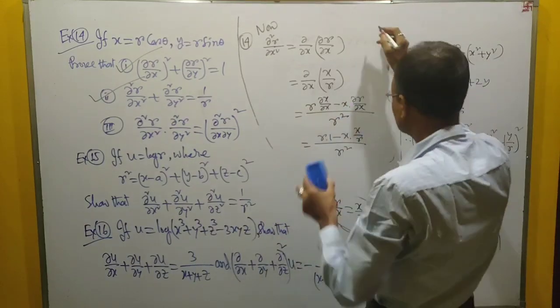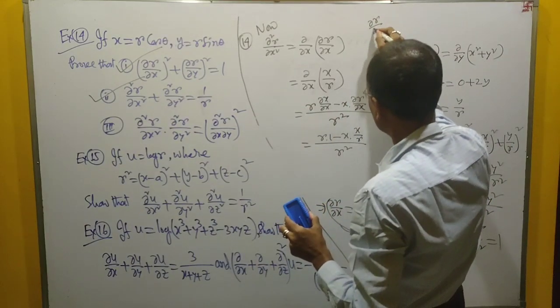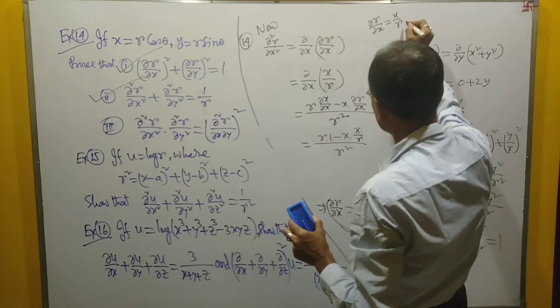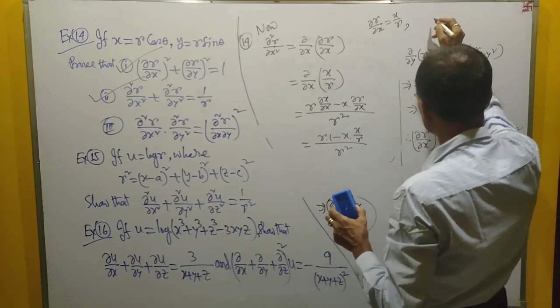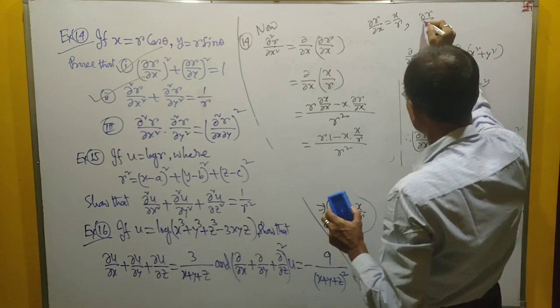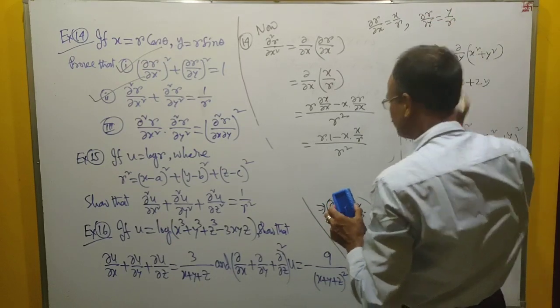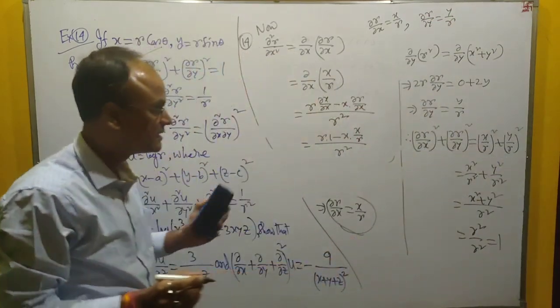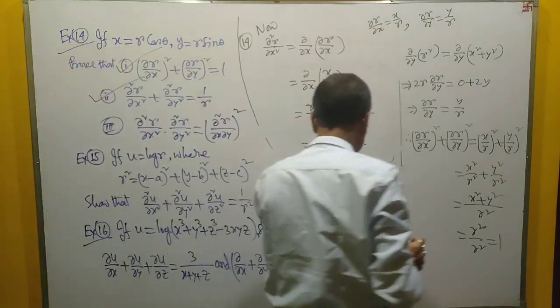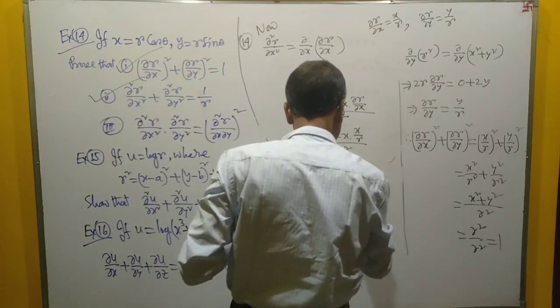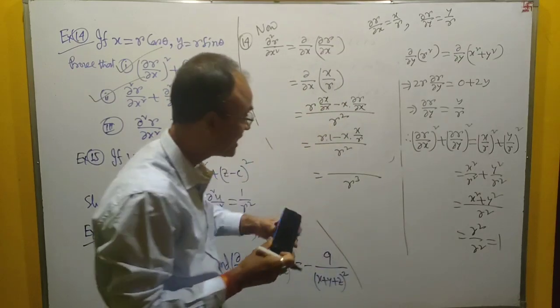I am writing here del r by del x equal to x by r and del r by del y equal to y by r. Now, this is equal to r cube. Why r cube?